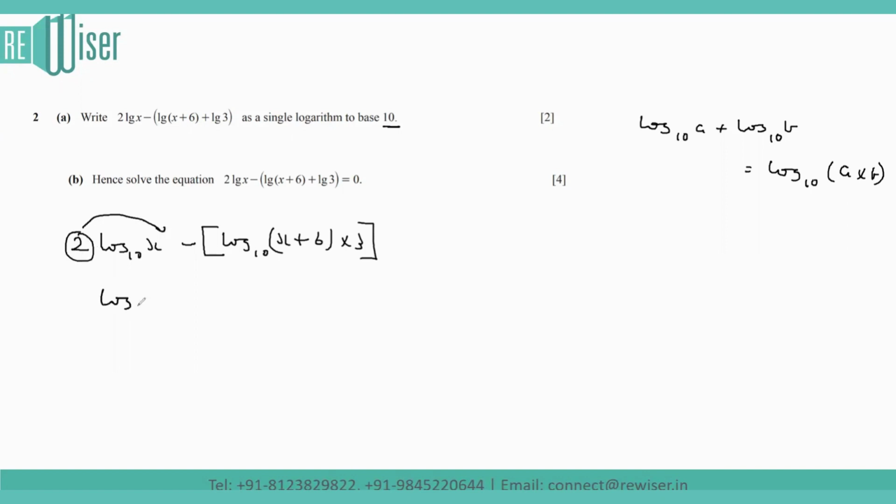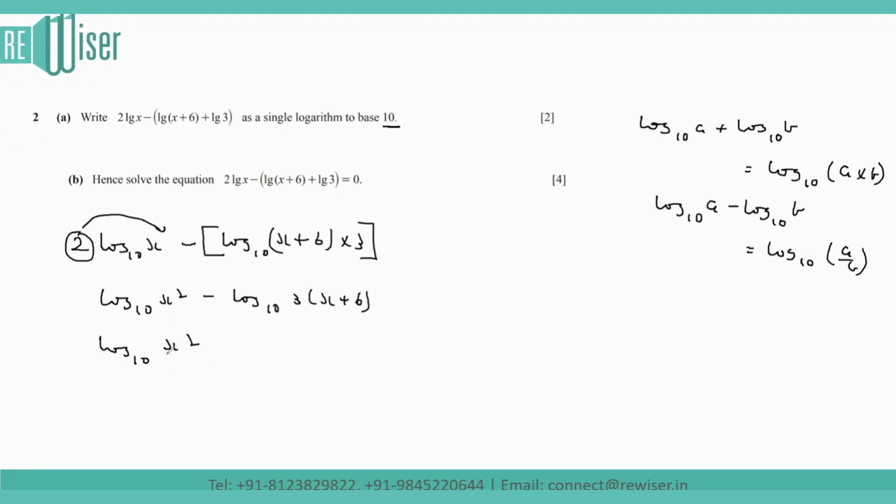So we can write it as log base 10 x squared minus log base 10 of 3 into (x + 6). Now, according to the log property, if the bases are same and there's a minus sign in between, the logs get divided. So we can write it as log base 10 of a over b. So if I write the final answer over here, it should be log base 10 of x squared over 3 into (x + 6). And that's the final answer to part A of the question.